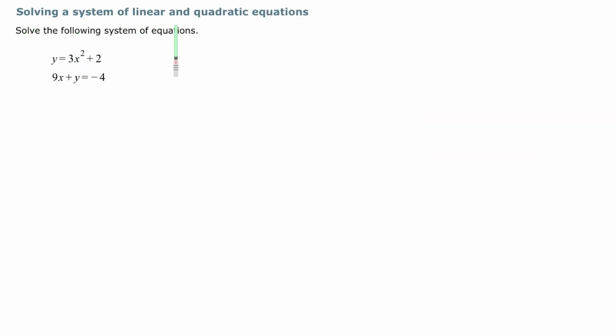Solving a system of linear and quadratic equations. The first equation is quadratic, 3x squared plus 2. That's a U-shaped graph that's opening up. The second equation here is linear. This is actually in standard form. 9x plus y is equal to -4, or you could call it a times x plus b times y is equal to c. That's what we mean by standard form, where capital A is greater than 0.